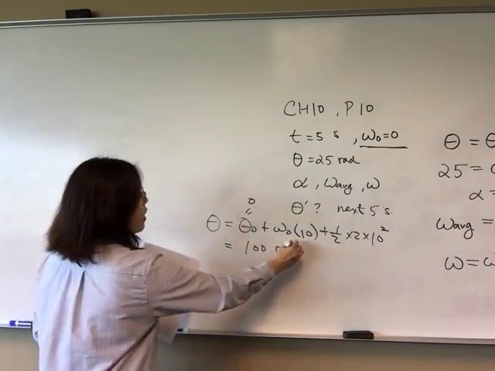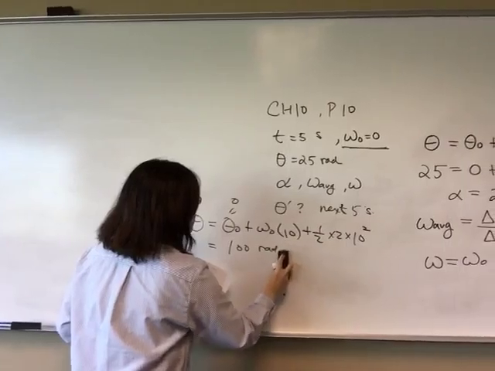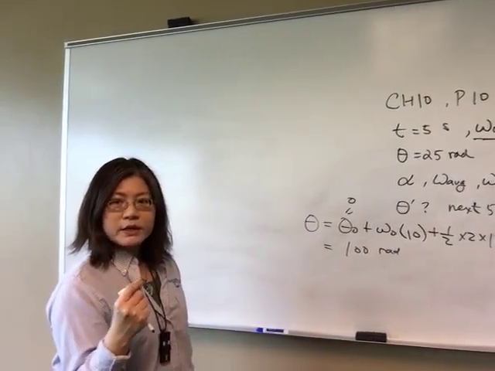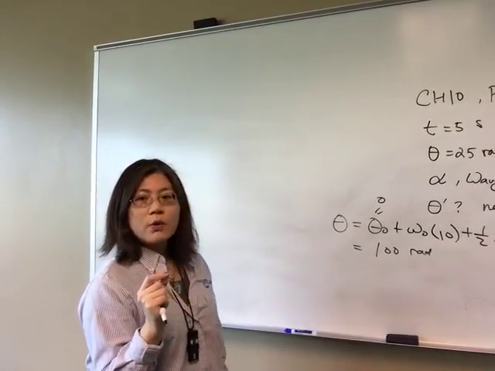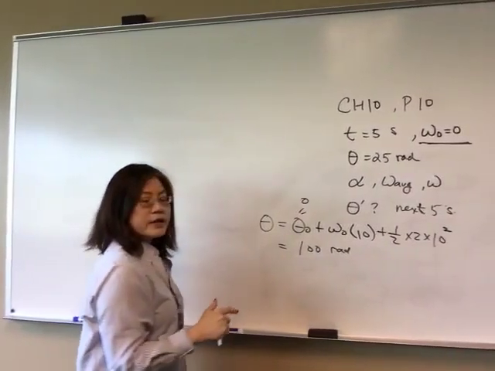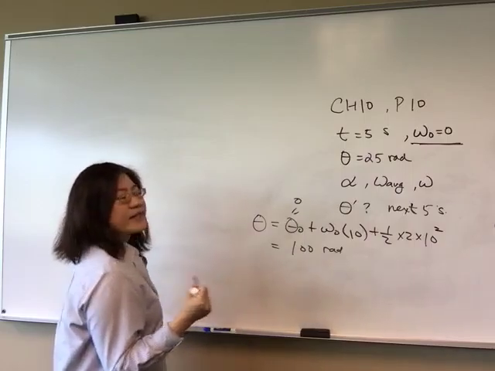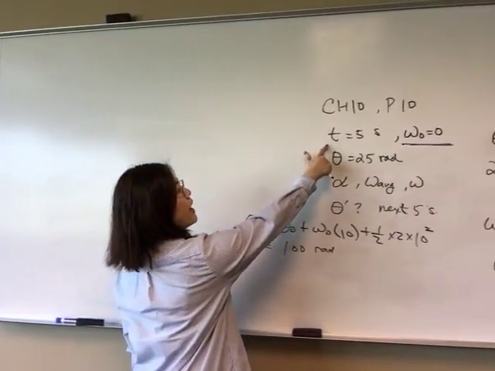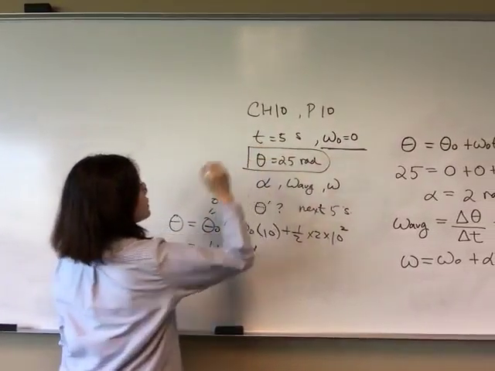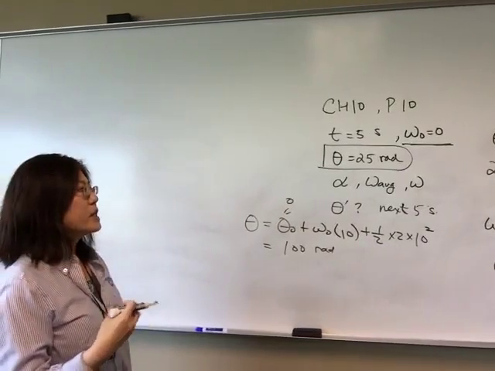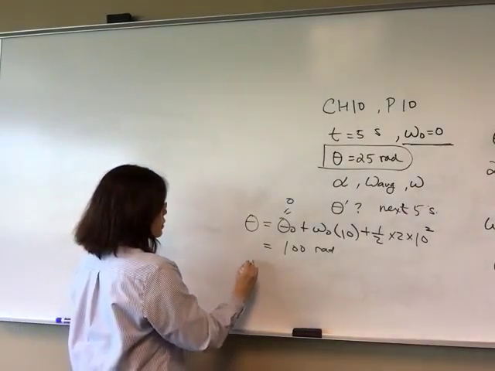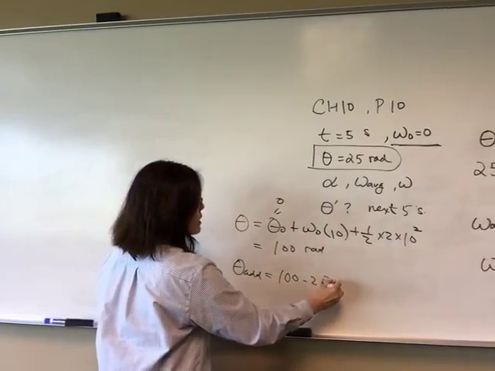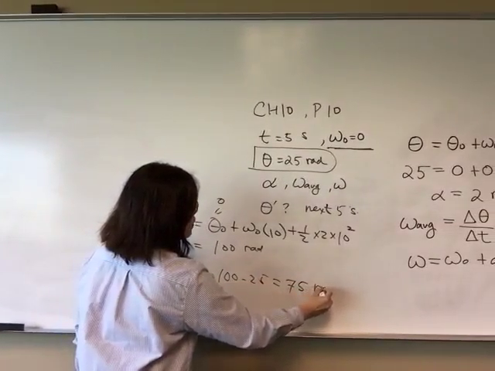This is when starting from rest and just keep moving, like you're just counting how many radians until time reaches 10 seconds. So this is 100 radians after 10 seconds. So what is the additional distance that it will rotate within the next 5 seconds? We know that within the first 5 seconds, this disk is going to have rotated 25 radians. So the additional theta would just be 100 minus 25. That gives you 75 radians.